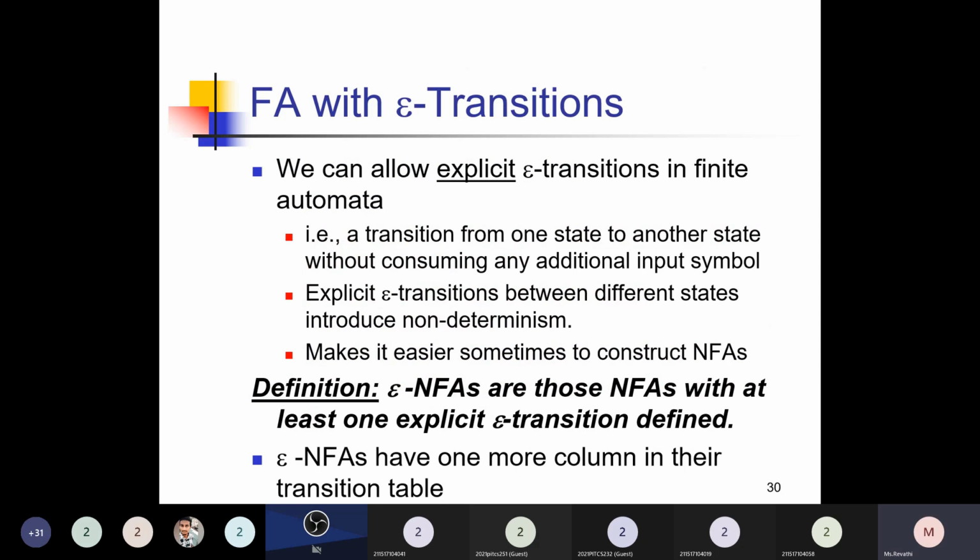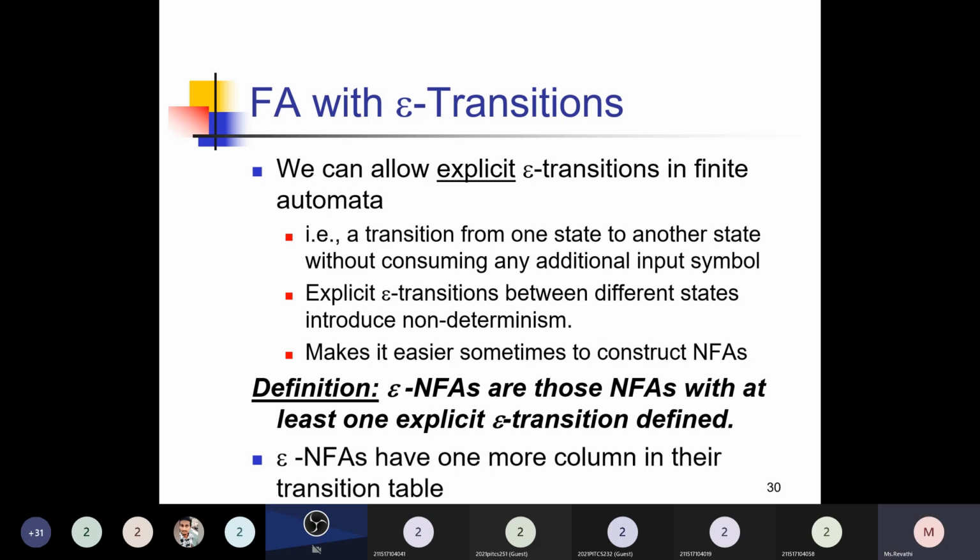Epsilon NFA. Epsilon means what? We know it is the null string. So epsilon is nothing but the null string. In this finite automata, we can allow explicit transitions by using epsilon, which means without reading any valid input from the string, we can change the state. Without reading any input, we can change the state with the help of this null string value. That is a transition from one state to another without consuming any additional input symbol.